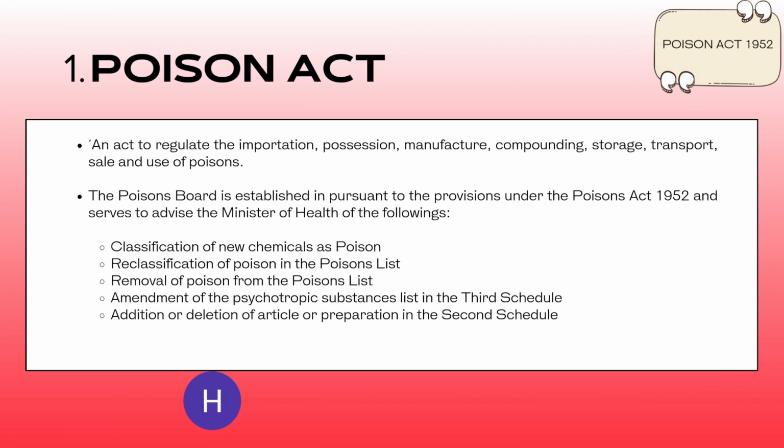Under the first learning objective, which is the Poison Act, it's an Act to regulate the importation, possession, manufacturing, compounding, storage, transport, sale, and the use of poisons. So it's an Act that covers the first step until the last step before it ends with the customer or the patient. Due to the Poison Act 1952, the Poison Board is established and serves to advise the Ministry of Health under the following objectives, which are to classify the chemicals in the poison list, reclassification under the poison list, removal from the poison list, and amendments and additions to the third and second schedules.